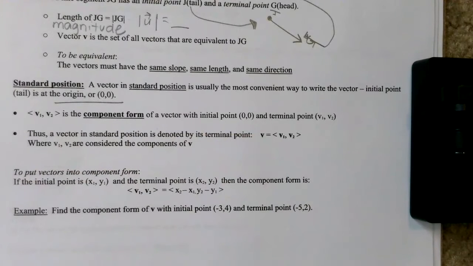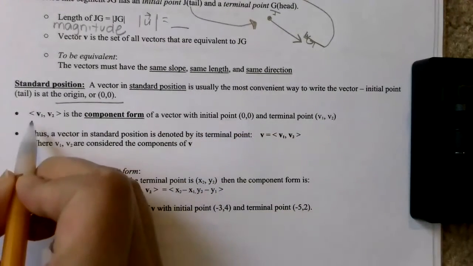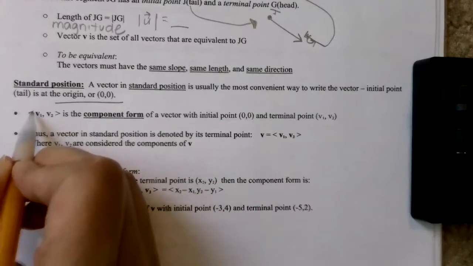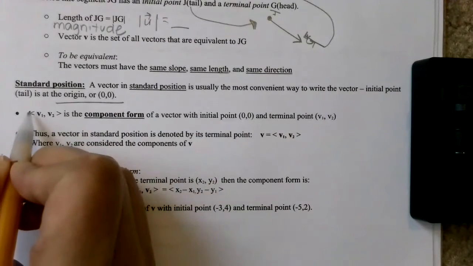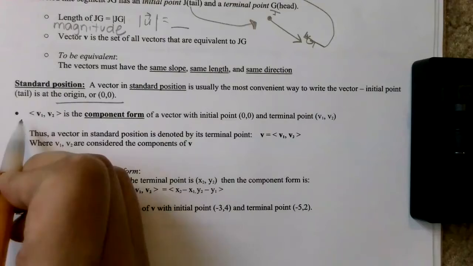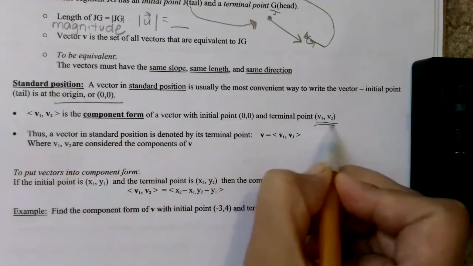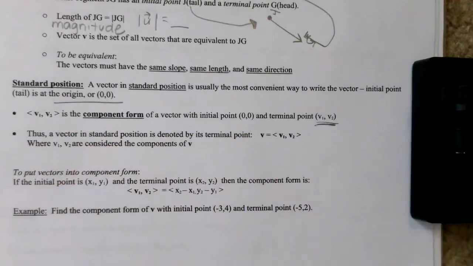When we do that, we can write our vector in what's called component form. Okay, so same thing, it's the initial point 0, 0. A vector in component form will be written not with parentheses, but with these less than, greater than symbols on either side. And inside will be the terminal point. We don't need to write the initial point because if we're writing it in component form, it is understood that the initial point is 0, 0.